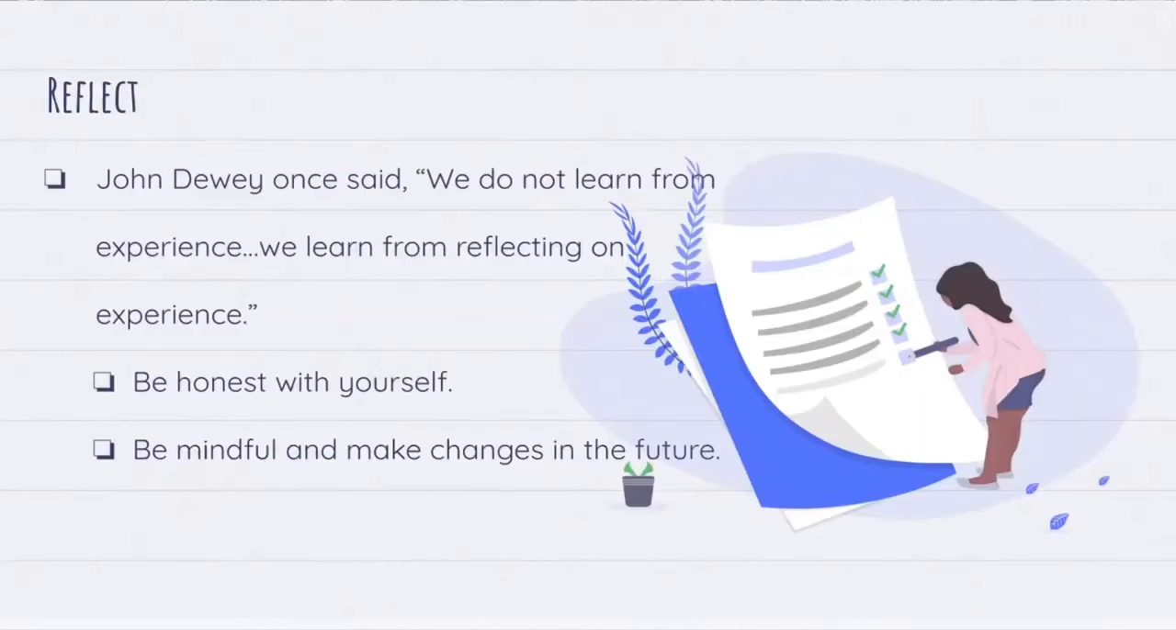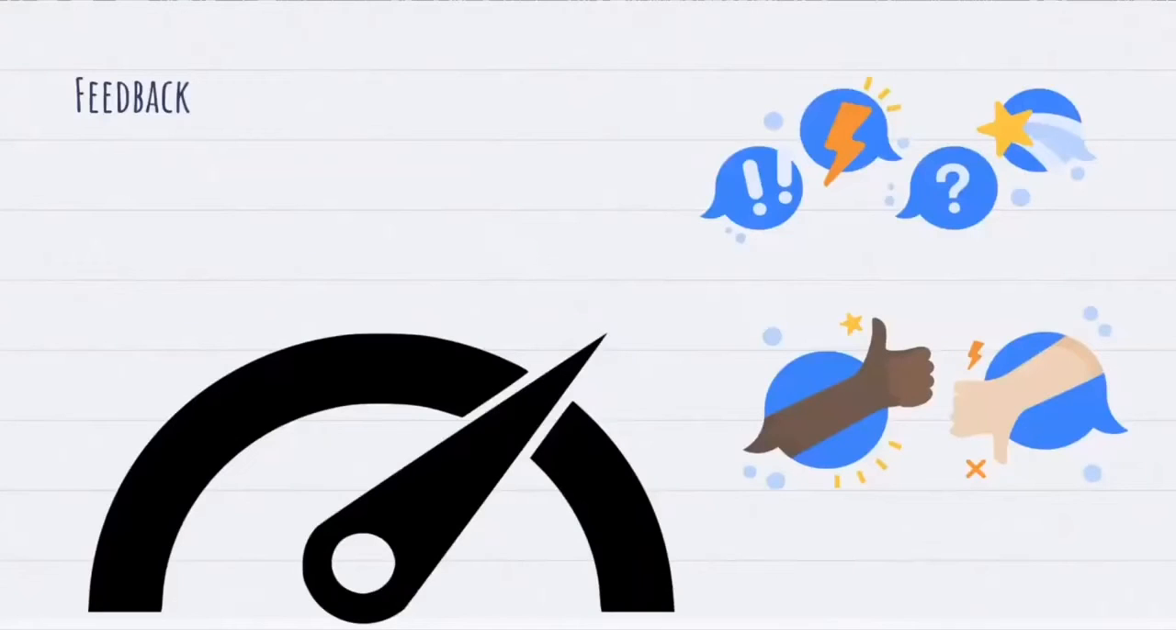Meaning, let's say you made a kid feel bad during your class, next time you don't make the same mistake. So you reflect on your older mistakes and you make sure they don't happen again. And feedback. So you want to ask for feedback and implement it during your class.